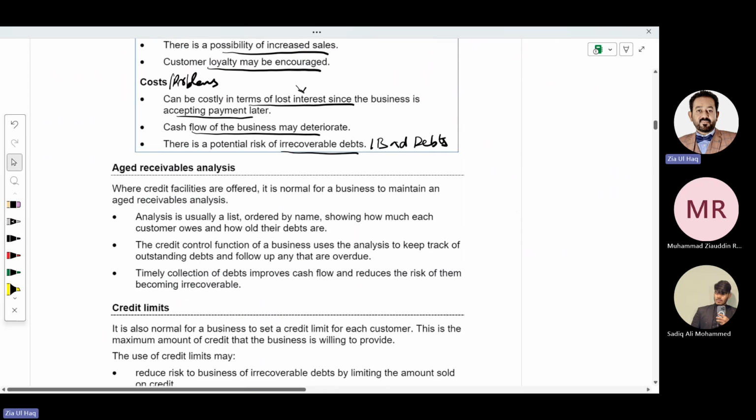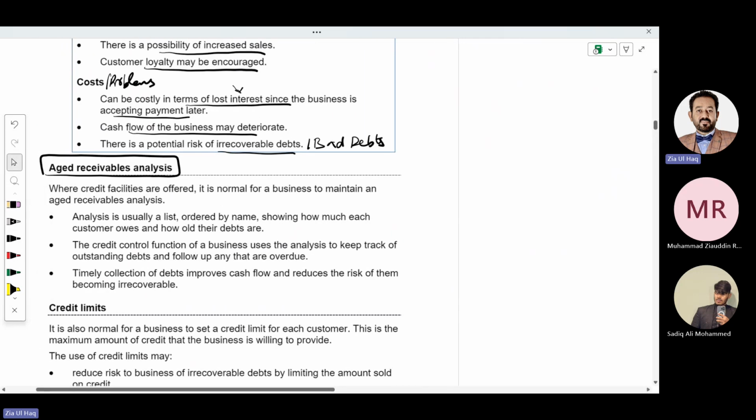Okay, let's discuss another topic called aged receivables analysis. What is aged receivables analysis? Suppose a company has different customers. One customer name is ABC. One customer name is XYZ. Another customer name is, say, PQR. Another customer name is, say, STU.